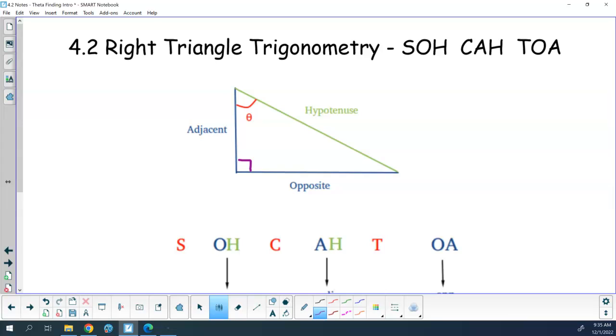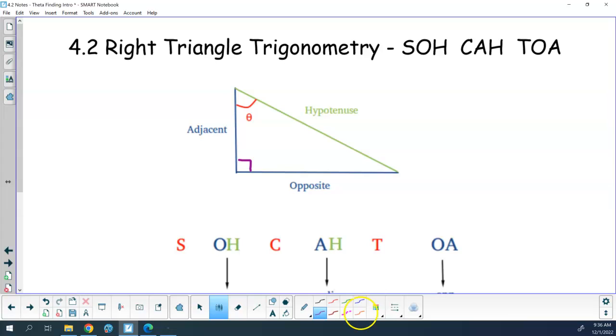Wherever your angle is, first off, the hypotenuse is always the longest side in a right triangle. It's across from the right angle. Biggest angle, biggest side. Smallest angle, smallest side. Adjacent would be the side that is touching the angle. In this particular case, since theta is in the upper left portion of the triangle, the adjacent side is the vertical one. The opposite side would be across the triangle. That would be this one.